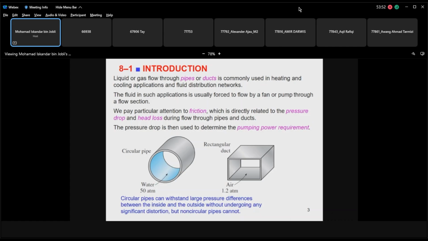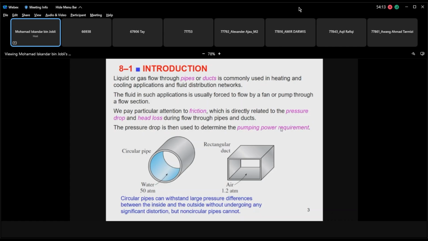The pressure drop, I think you recognize this pressure drop, by having lower pressure of water when you want to use the water. Well, the pressure drop will then be used to determine the pump.